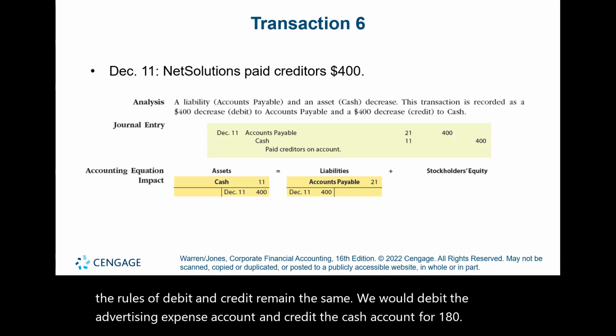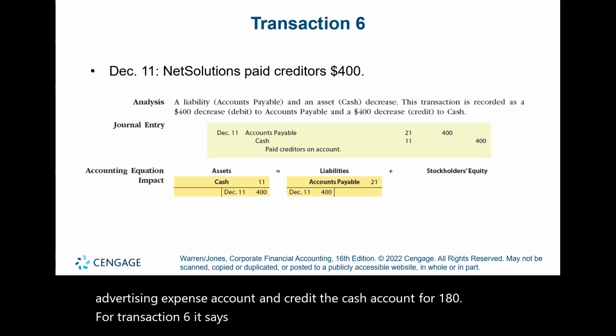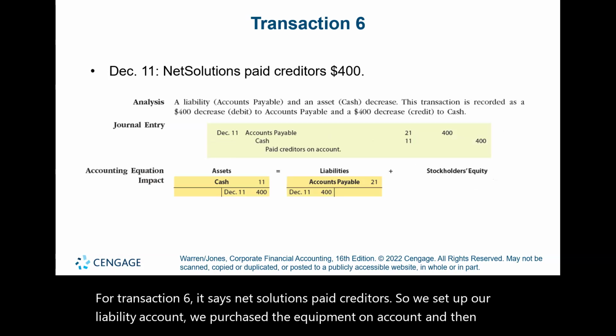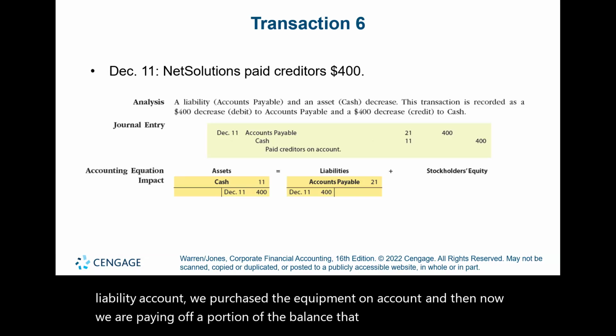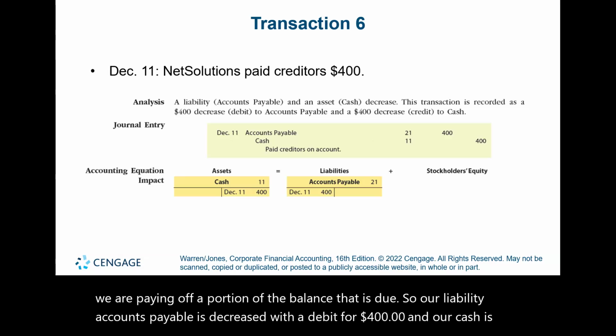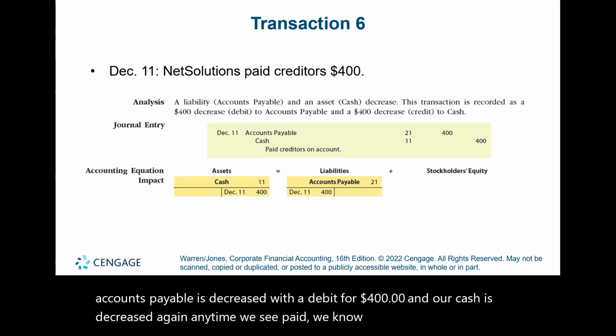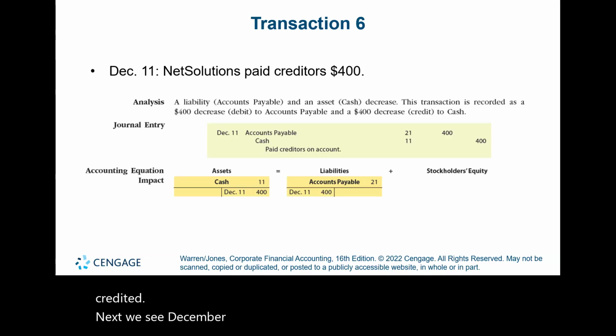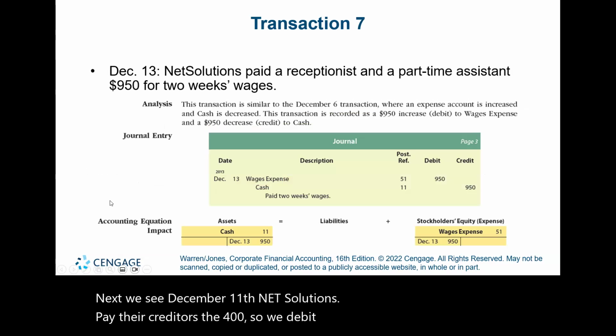For transaction 6, it states Net Solutions paid creditors. So we set up our liability account, we purchased the equipment on account, and now we are paying off a portion of the balance that is due. So our liability accounts payable is decreased with a debit for $400, and our cash is decreased. Again, anytime we see paid, we know that cash is going to be credited. Next, we see December 11th, Net Solutions paid their creditors the $400, so we debit accounts payable, credit the cash.